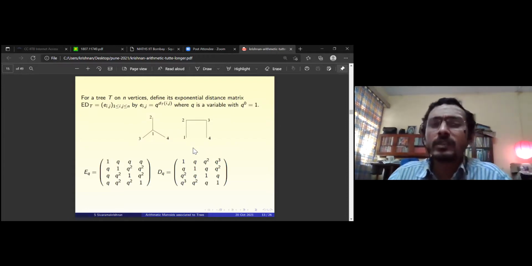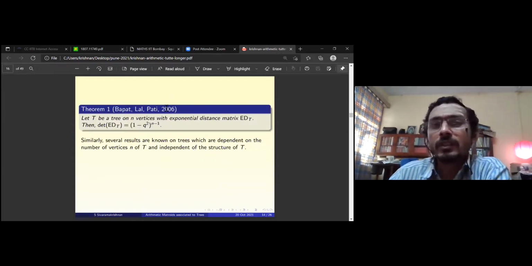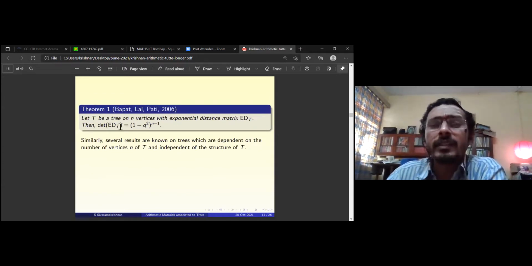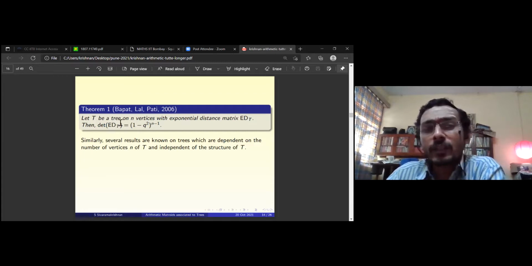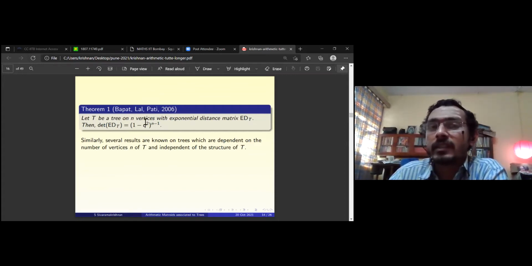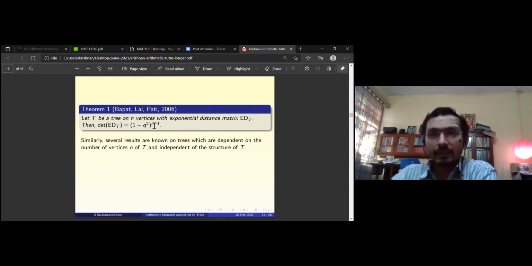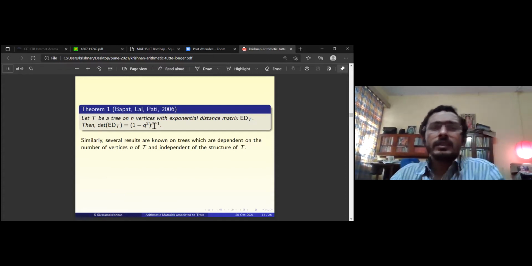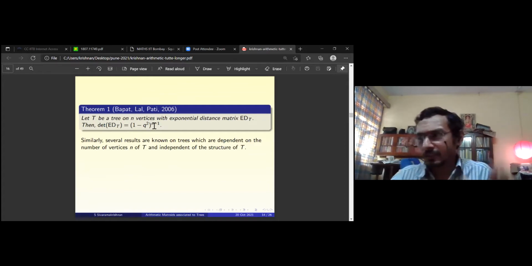I'll describe a few things that we already know. This is the famous paper of Bapat, Lal, and Pati, which I also referenced yesterday. The determinant of the exponential distance matrix is given by this nice formula. It only depends upon n, the number of vertices in the tree, and is otherwise independent of the tree. That's an interesting thing. Several results are known, like we've seen yesterday, and the determinant of the distance matrix is also known.